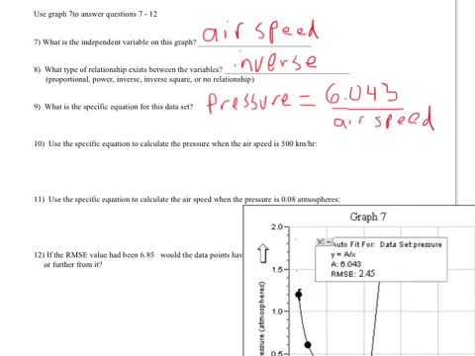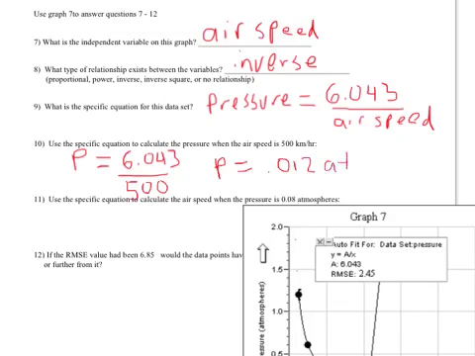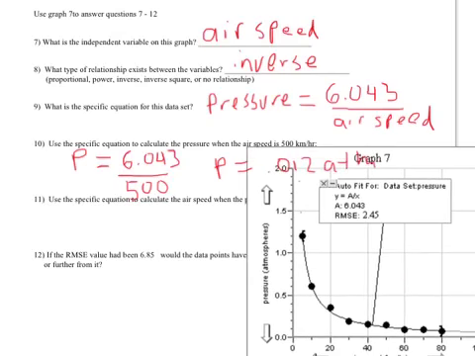Now, we're going to use this specific equation to find the pressure when the airspeed is 500 km. So that means we're going to substitute 500 for airspeed and use the rest of the equation. So I'm going to abbreviate and just say P for pressure equals 6.043 divided by, and I'm going to take this 500 and put it in here. So I'm going to say over 500. I'll worry about the units later. Now when I divide that, P is going to equal 0.012 atmospheres. And I know it's atmospheres because if I look at the y-axis, which measures pressure, we see that pressure is measured in atmospheres, so that's why I put atmospheres here.